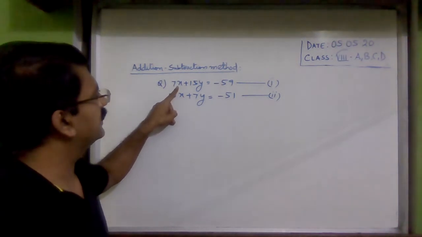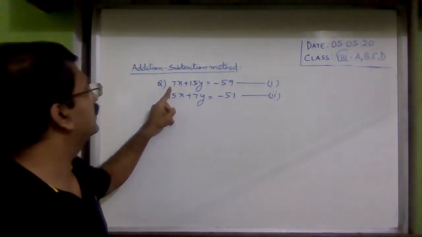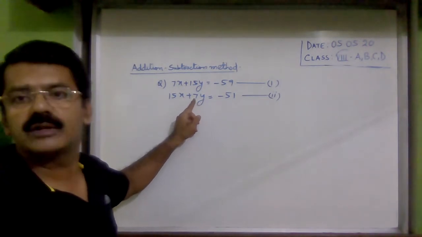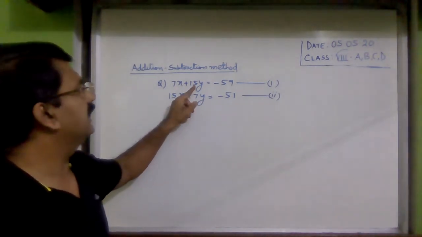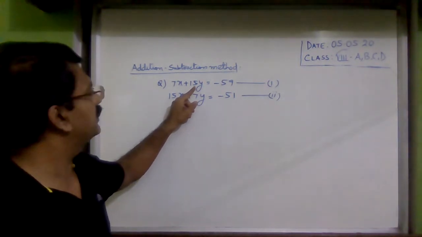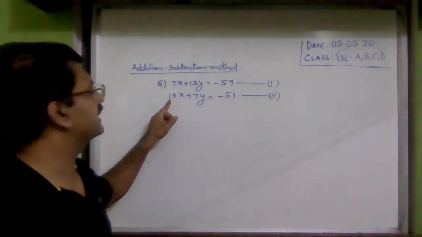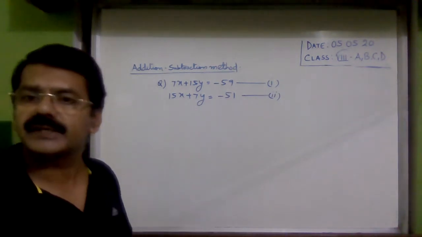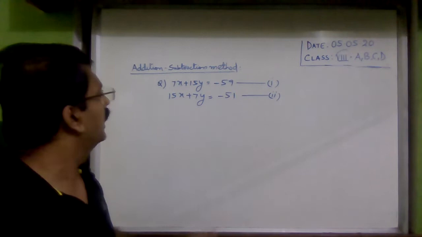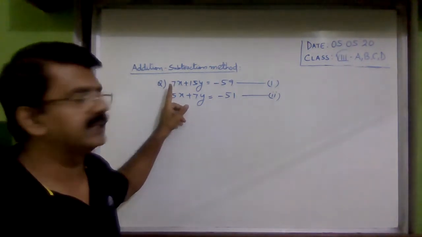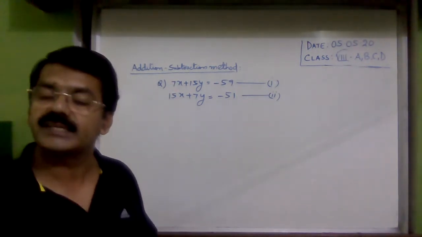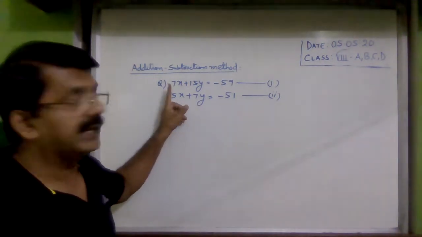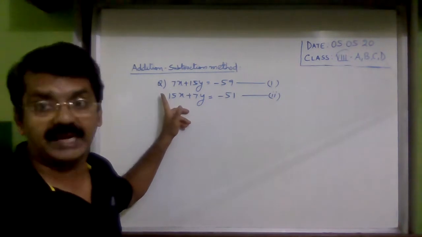Now see, in the first equation the coefficient of x is 7, and in the second equation the coefficient of y is also 7. Similarly, in the first equation, the coefficient of y is 15, and in the second equation, the coefficient of x is also 15. I told you addition subtraction method can only be applied when the coefficient of x in the first equation and the coefficient of y in the second equation are the same in the quantity as well as the sign also.